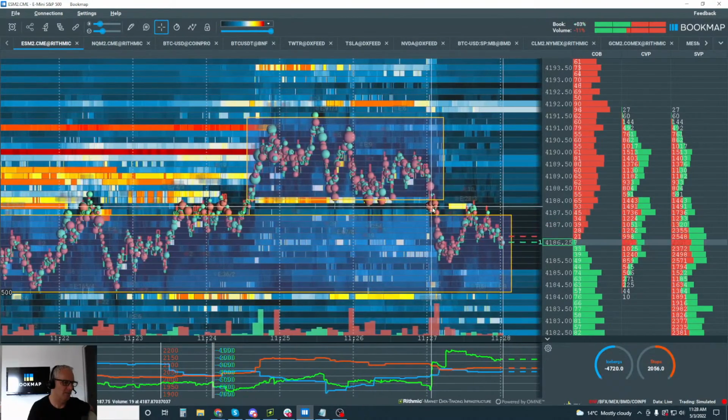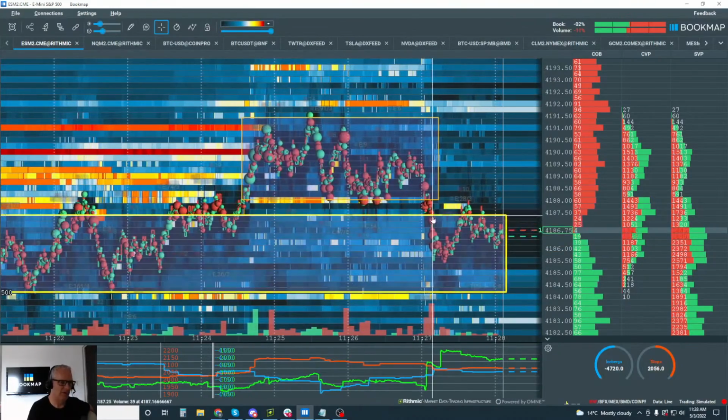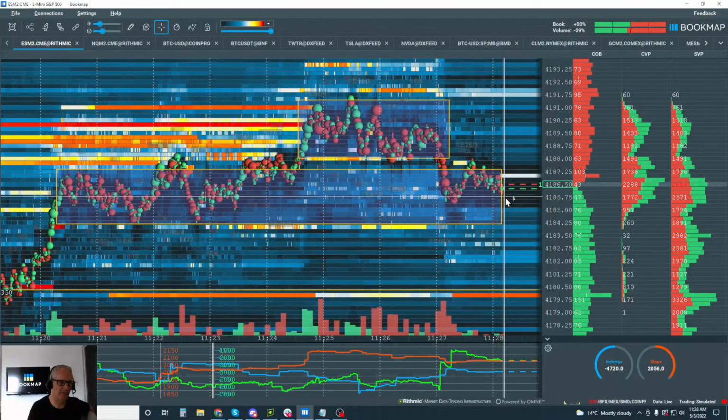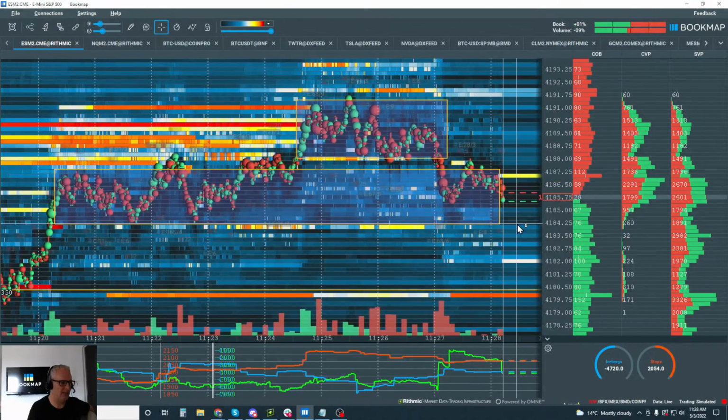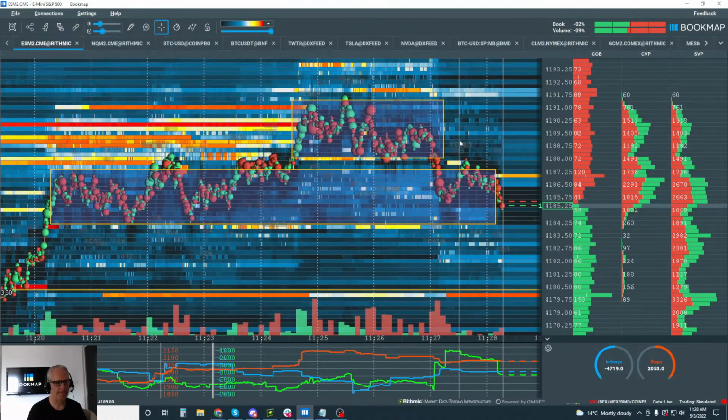Instead, the primary scenario is sellers moved it. We're looking for them to support that move and come in and sell hand over fist again and get it back down to some of these lower levels here. Okay, that's the primary scenario.